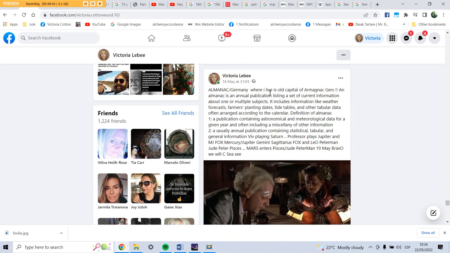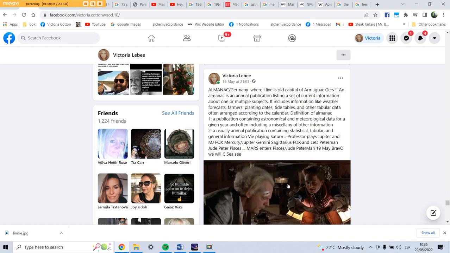An almanac is an annual publication listing a set of current information about one or multiple subjects. It includes information like weather, the matador, the meteor, groundhog. You know, it's all little Mercury and Jupiter trying to be the matador through the weather, the meter, like weather forecasts, farmers, planting dates, tide tables, and other tabular data, often arranged according to the calendar. Definition of almanac, a publication containing astronomical and meteorological data for a given year and often including a miscellany of other information. A usually annual publication containing statistical, tabular, and general information.